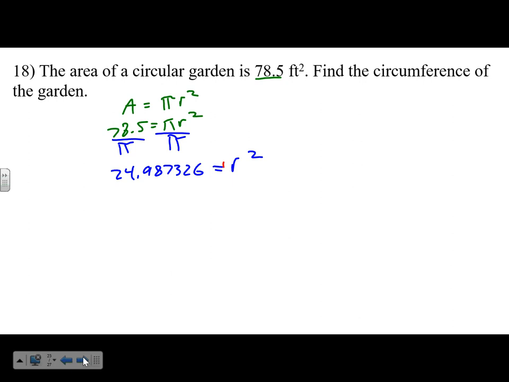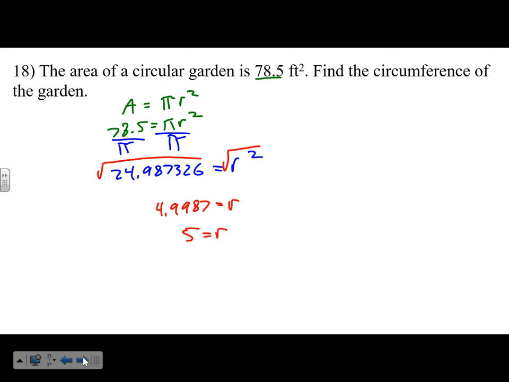So take the square root of both sides now to get rid of that squared. And now when you take the square root of 24.987326, again, I put a lot of decimals in there, but now it's a pretty exact answer. 4.9987, which I would round. Again, round to 2 decimal places, now you have your answer. My radius is 5 when you round it.